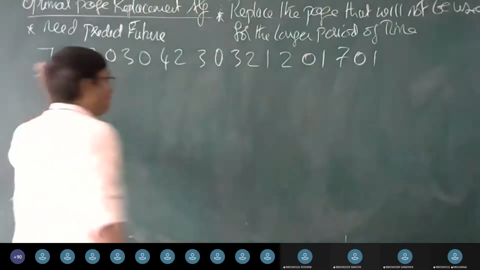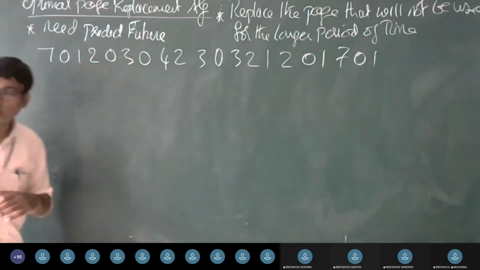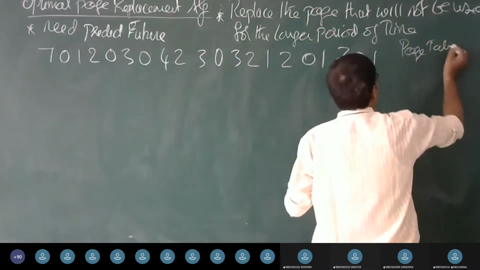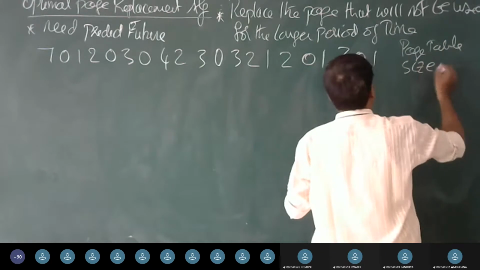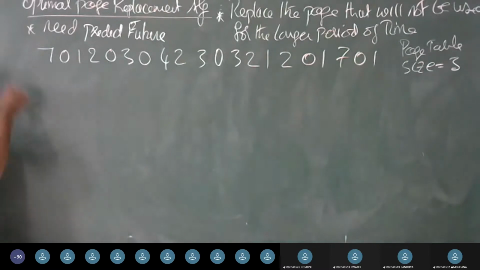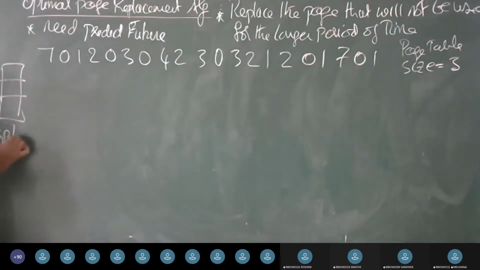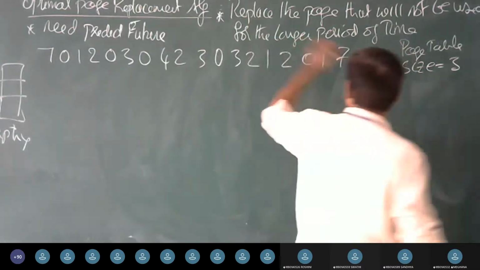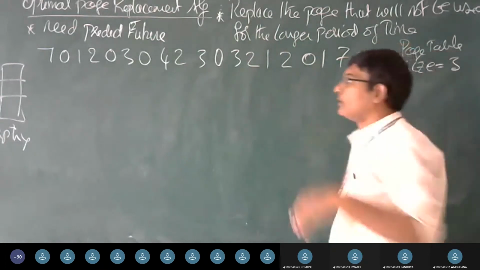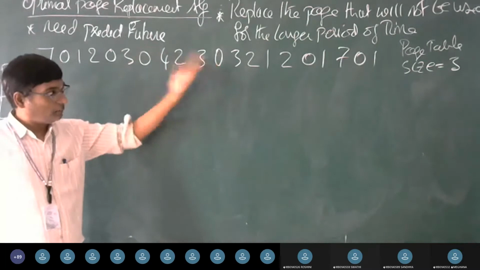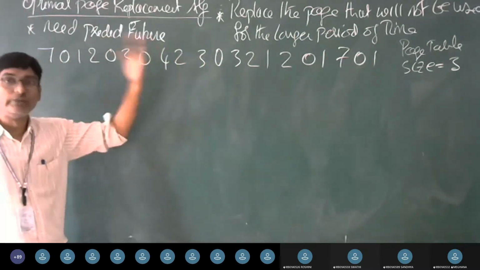So we are going to have a 20-element memory string, and now we are going to assume the page table size is going to be 3. So initially the page table is going to be empty. Now, what was this concept? You have to replace the page that will no longer be used after some time. So, assume I am going to have 7. Now, I can see the prediction whether 7 will be used immediately or not.